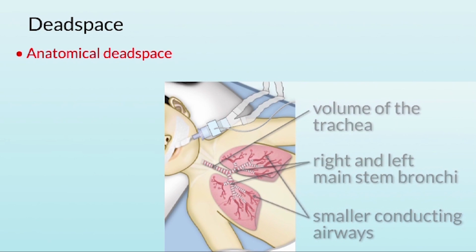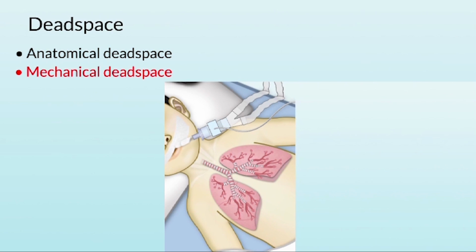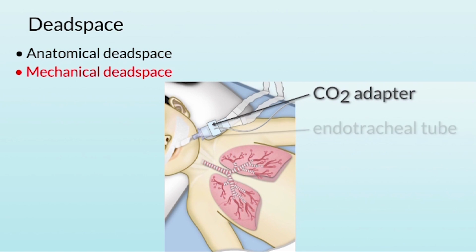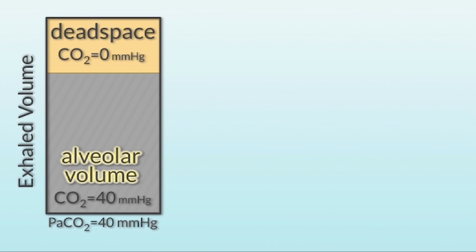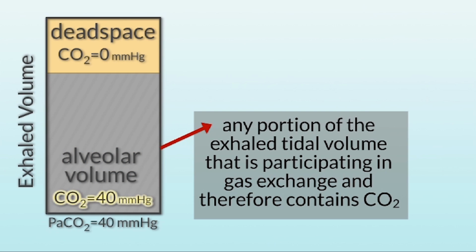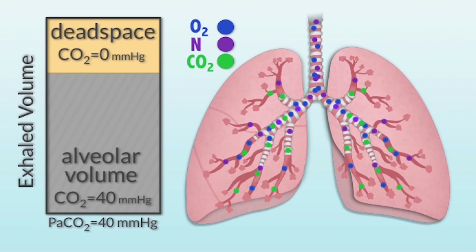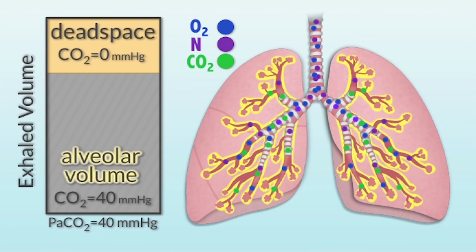We also have the mechanical dead space, which is the volume of any adapters, including the CO2 adapter and the endotracheal tube, that are in between the breathing circuit and the patient's airway. We also have alveolar dead space. Because the lung is not a perfect system, there are some alveoli that are not participating in gas exchange. We also have the alveolar volume. This is any portion of the exhaled tidal volume that is participating in gas exchange and therefore contains CO2. You can see in the illustration that there's a portion of the breath, the dead space volume, that does not contain CO2. Relative to the whole breath, in health, this is a small fraction of the breath. The alveolar volume here is the bulk of the tidal volume and contains CO2.